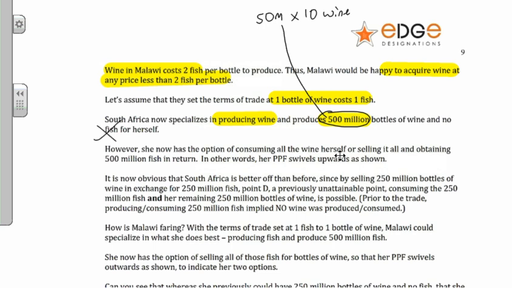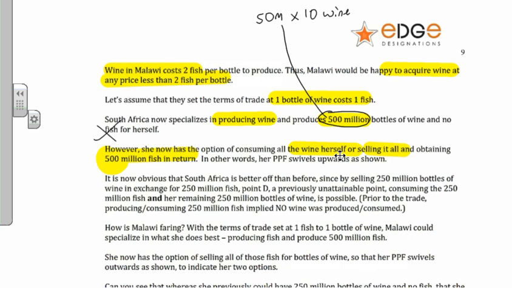Now, South Africa has the option of drinking all the wine themselves. Not a great idea, I wouldn't think. Or selling some of it. And remember, if they sell some of it, what do they get? They can get some fish. What's the ratio? 1 to 1. That's why they can get 500 million fish.